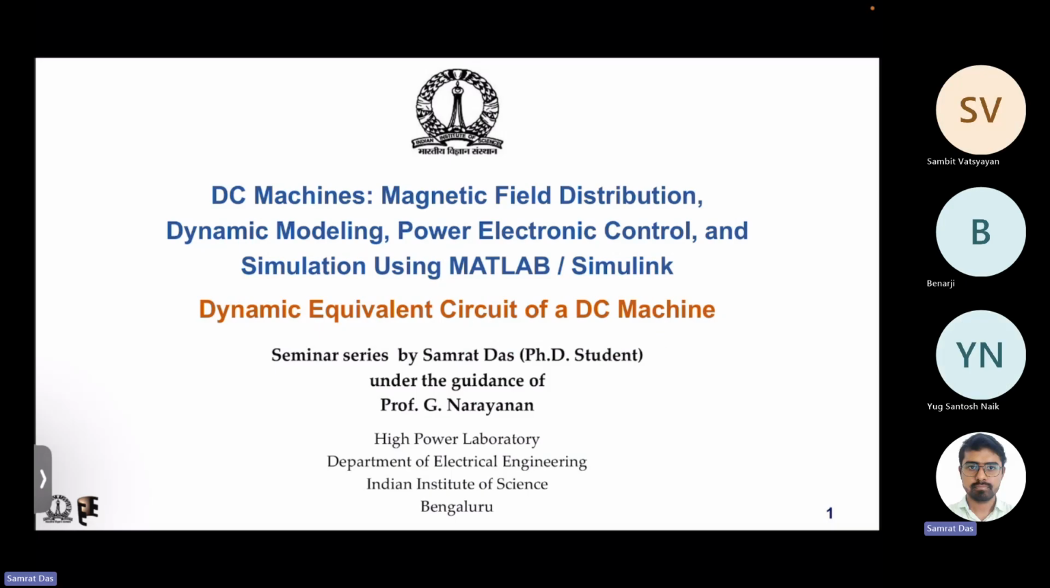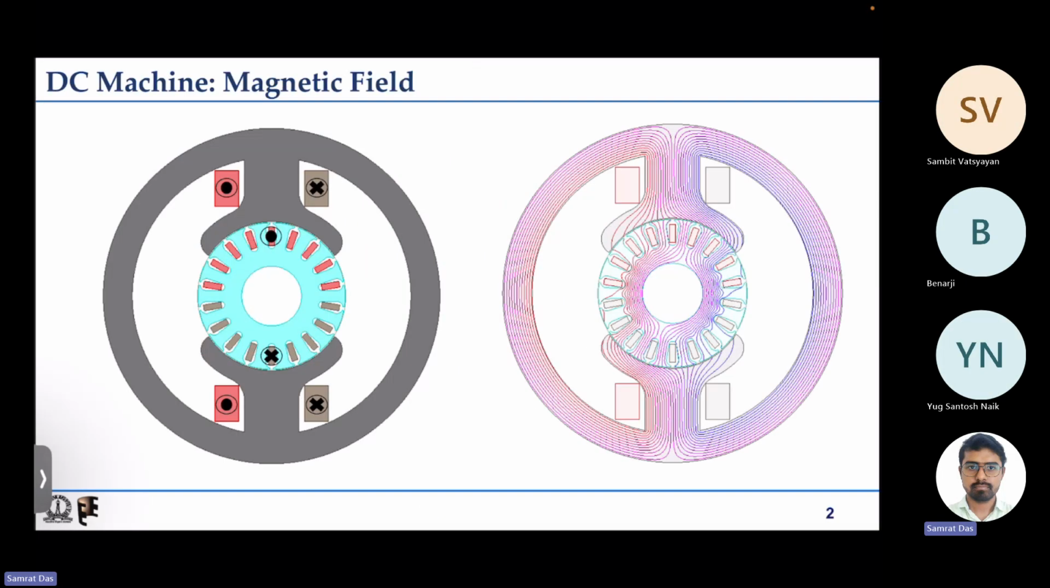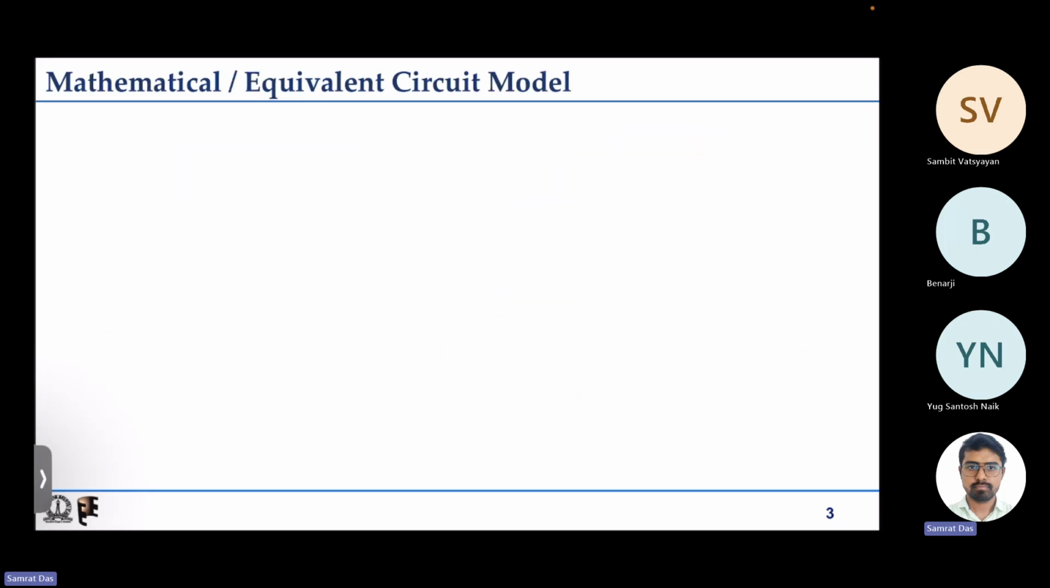So good evening everyone. Let us get started with the discussion on dynamic equivalent circuits of a DC machine that we have started. So we have briefly looked at the DC machine magnetic field, what happens if both the fields are excited, and we understood what we mean by a model of a physical system.